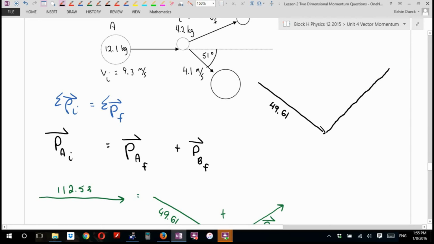How do I know when to stop? Because I know when I add these two together, the answer is supposed to be dead horizontal, right? So I'm still using the easiest vector to figure out what my triangle looks like. It's going to go like this. Here's the momentum of object B final, and this is 112.53. I need an angle.